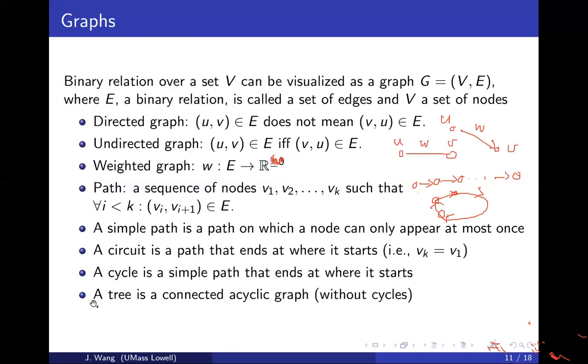And then we can define a tree. A tree is a connected acyclic graph. A connected graph means that for any two nodes, there is always a path connecting them. That's called connected. An acyclic graph means this graph has no cycles. So if it's connected and acyclic, then this graph is called a tree. In a tree there must be a node that can be considered as a root.